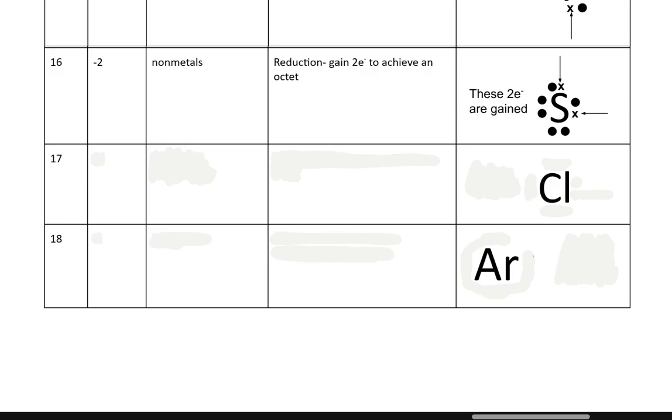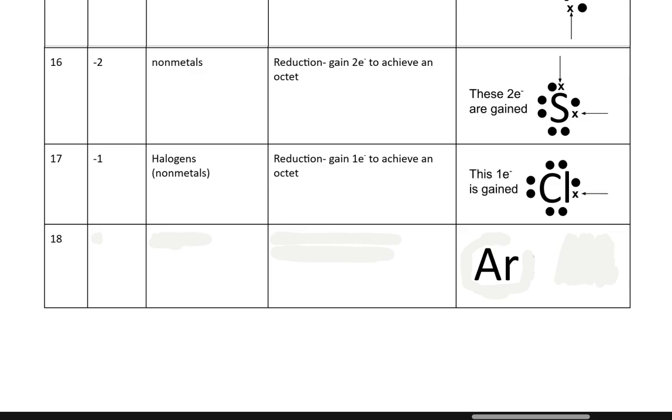Almost done. Okay, next we have group 17. The oxidation state there is -1. We are still dealing with nonmetals, but this has a special name. These are our halogens, okay? Halogens, remember, are nonmetals. Because they're nonmetals, they're undergoing reduction, so they're gaining an electron. That will help them achieve an octet. So if I look at chlorine in that group, we have 7 valence electrons. We just need to grab 1 more. By gaining 1 electron, right there, chlorine now has all 8 valence electrons and is very happy, okay?